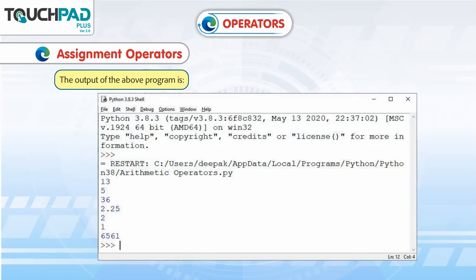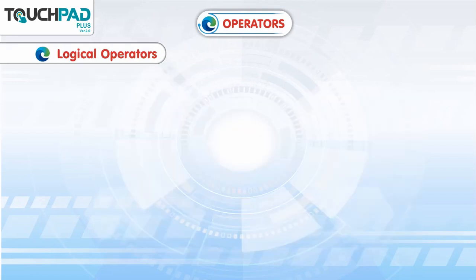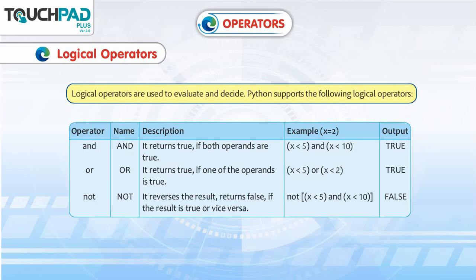The output of the program is shown. Next, logical operators. Logical operators are used to evaluate and decide. Python supports the following logical operators. Operator, name, description, example. x = 2. And: it returns true if both operands are true. x < 5 and x < 10. The output would be true.